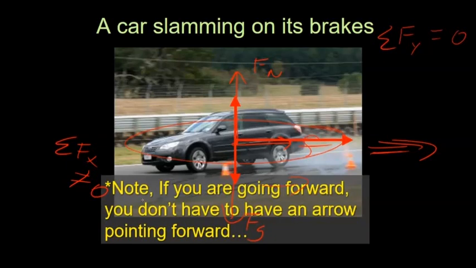And so it's going to be accelerating that way, or slowing down. There you go. If you are going forward, you don't have to have an arrow pointing forward. He's going forward, but slowing down. So the only arrow is backward. So keep that in mind.